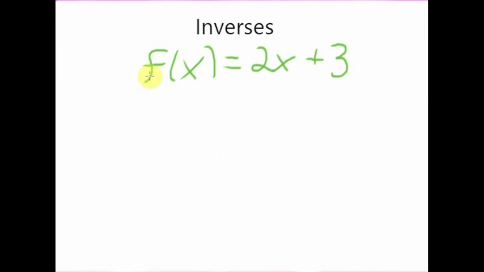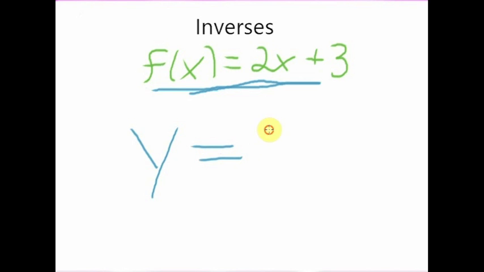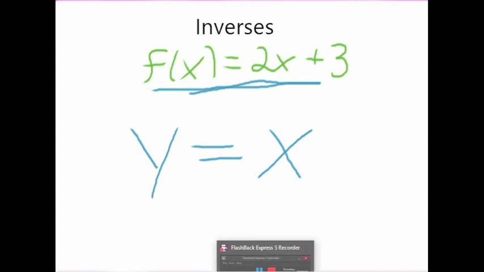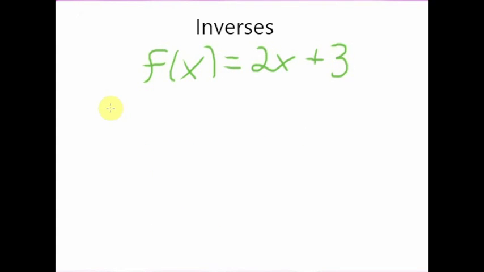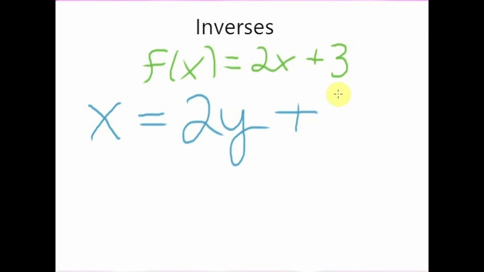When we want to find the inverse of a function, for example, f of x is equal to 2x plus 3, we need to switch the x's and y's and solve for y. This is the same as reflecting the graph of the function over the line y equals x. So here we write the equation x is equal to 2y plus 3. Now we just need to solve for y.